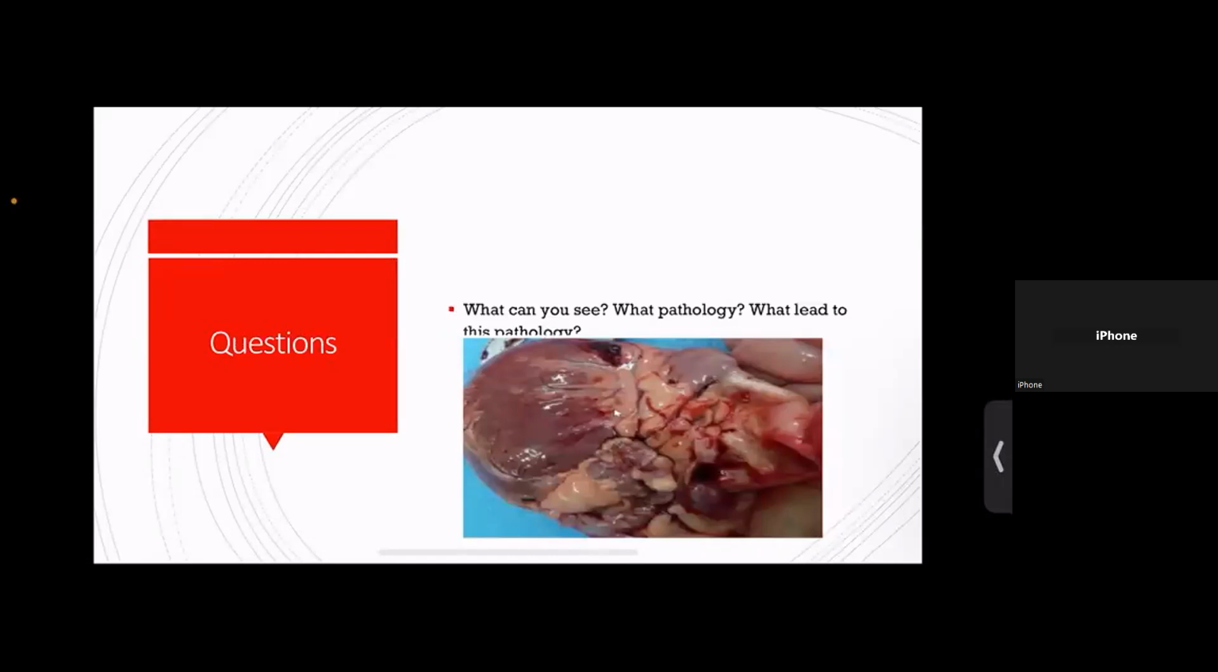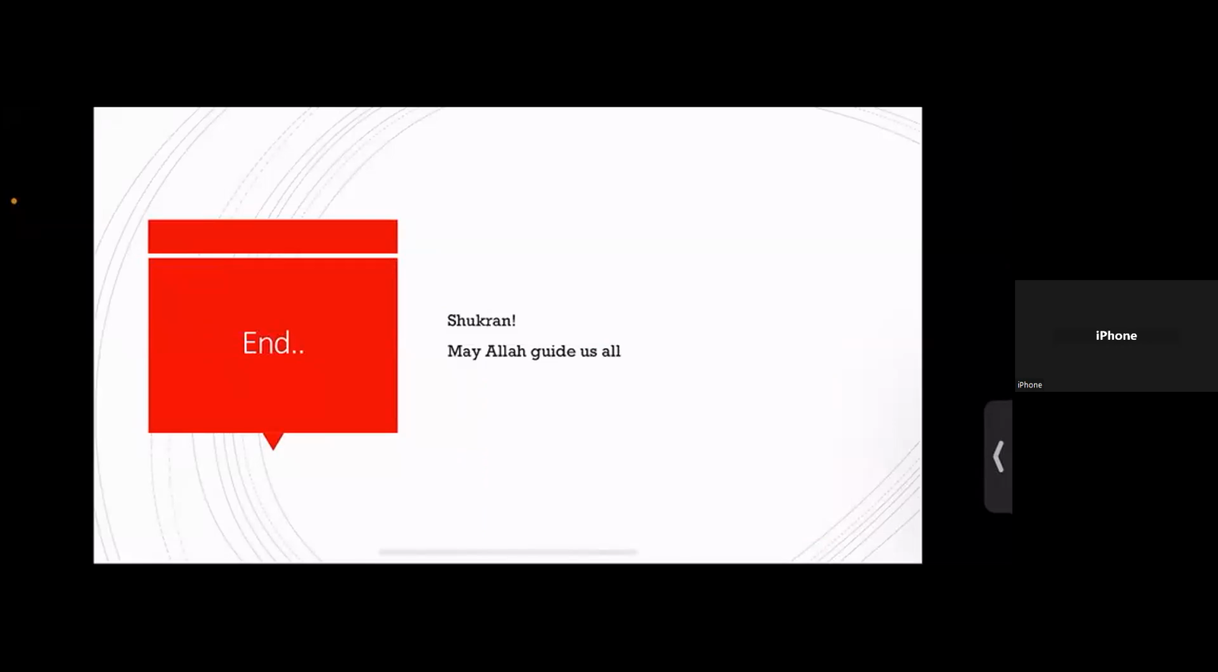Then what happened here? What can you see? This is the ventricle again. Thickening, so much thickening, decompensation. When there is decompensation, dilatation, the dilatation leads to rupture, and that is cardiac tamponade.